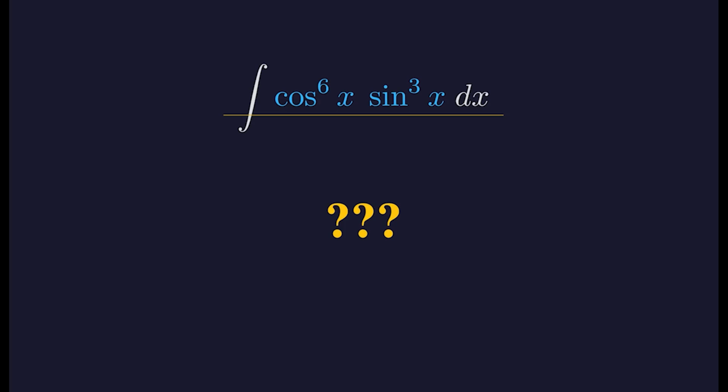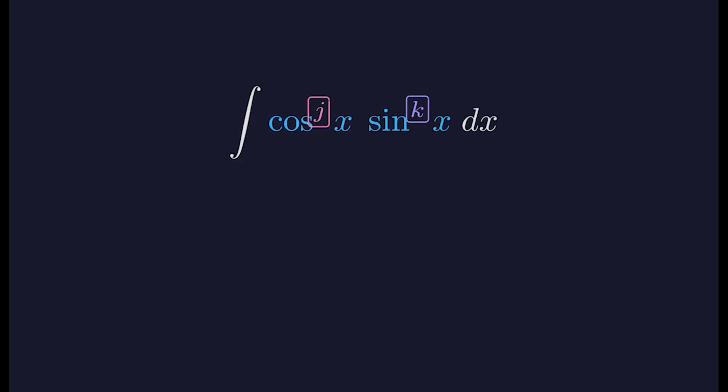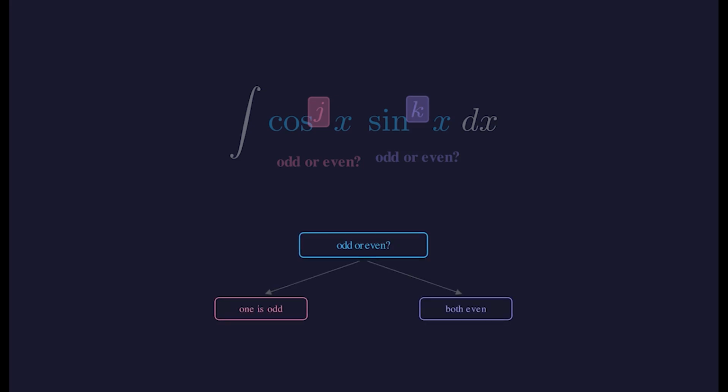As hinted at before, the answer to that question depends on an answer to another question. Is j or k odd? Let me show you why that matters, and then we'll solve this step by step.